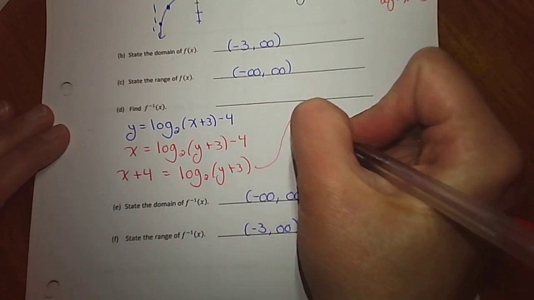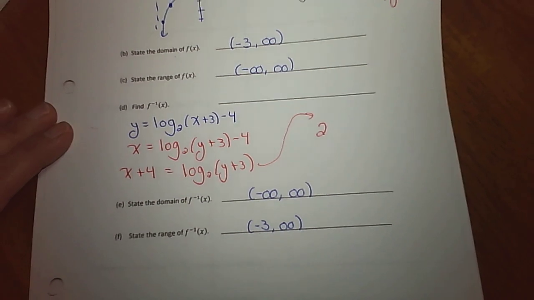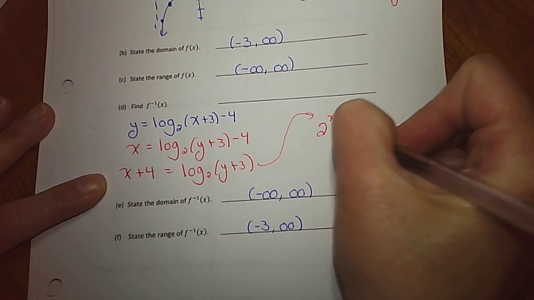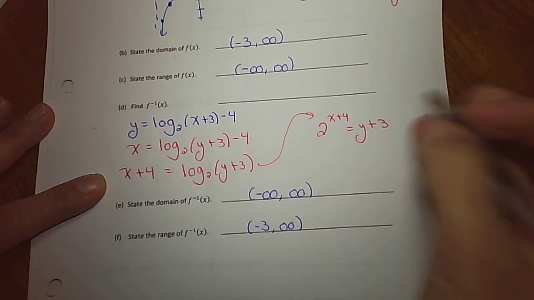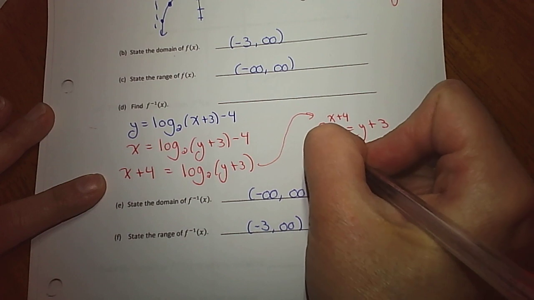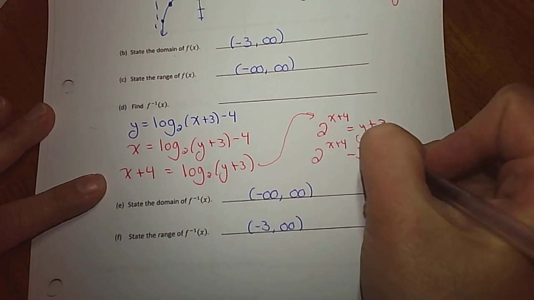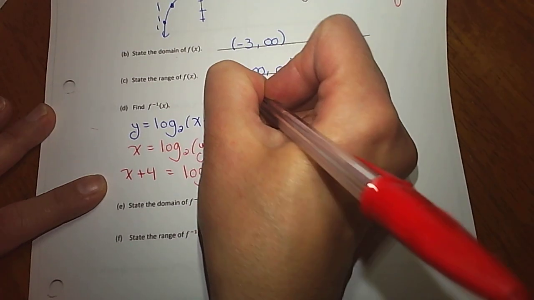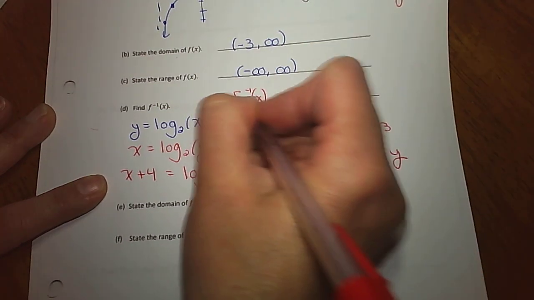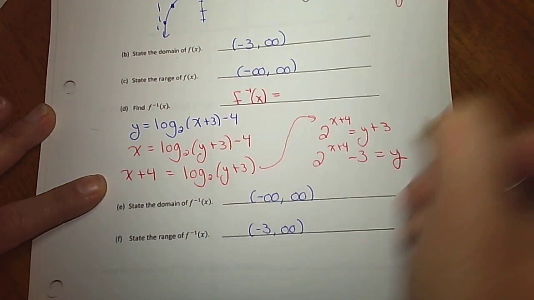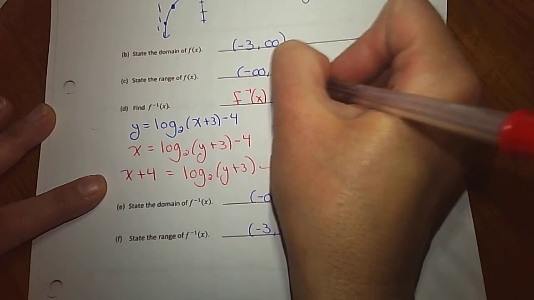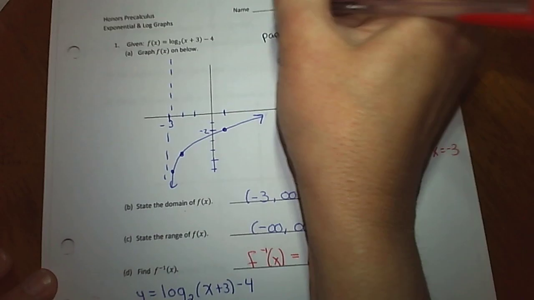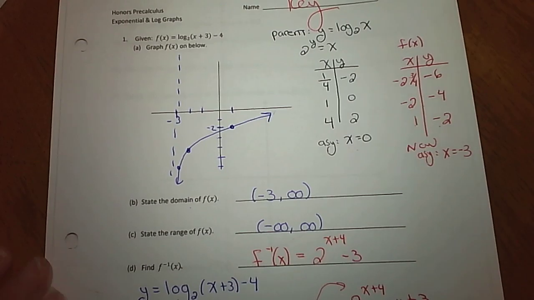The base is 2, right? The exponent is what it's equal to. So x plus 4 is equal to y plus 3. Then subtract the 3 over, sorry. So to find the inverse, that answer is going to be f negative 1 of x. We have to use function notation. Equals 2 to the x plus 4 minus 3. And that's what would go on that line. So that's the key to the first question. How'd you guys do?